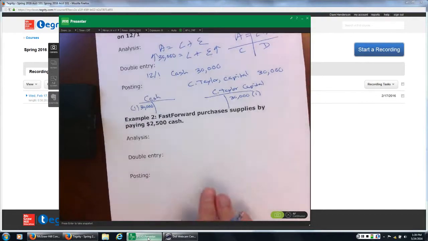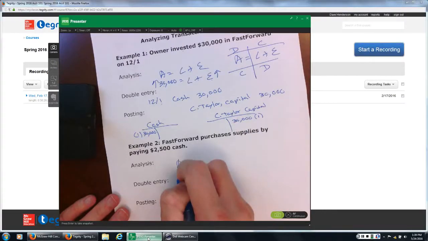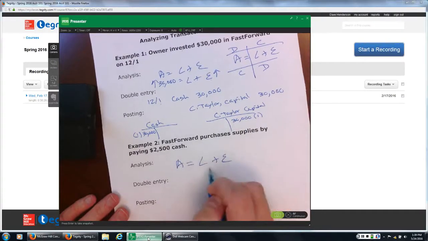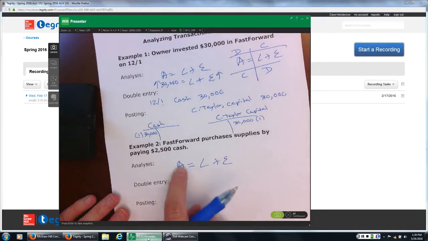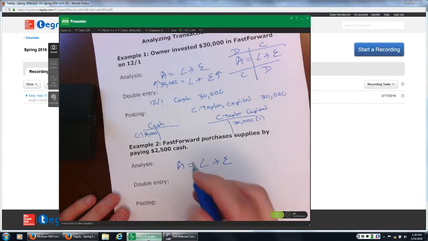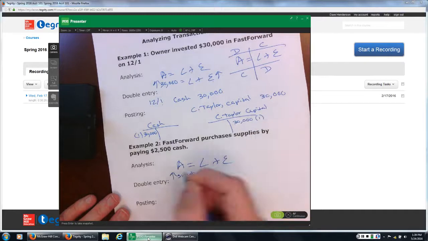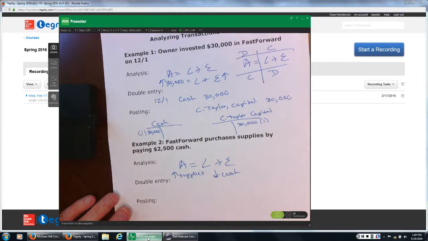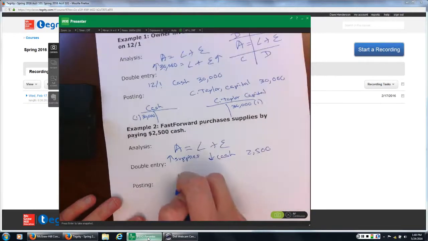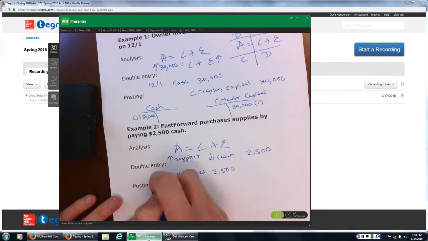Let's look at the next one that we have right here. Fast Forward purchases supplies by paying $2,500 cash. What is going on right here? In this case, there's no effect on the right side of the accounting equation on liabilities and equity at all. The only thing that's being affected is assets. And what's happening, right, is that supplies are going up because I purchased supplies by paying $2,500 cash, and then cash is going down $2,500 per book. Okay? So actually, how do I do my journal entry? I come over here and I debit supplies for $2,500. We'll say that's on 12/2.